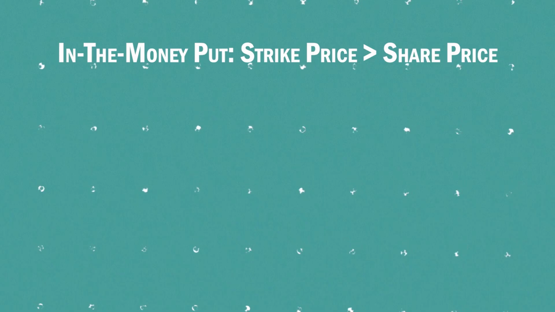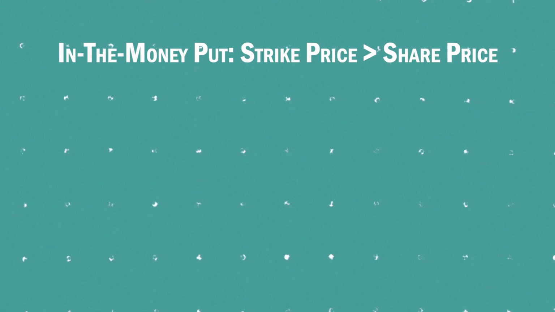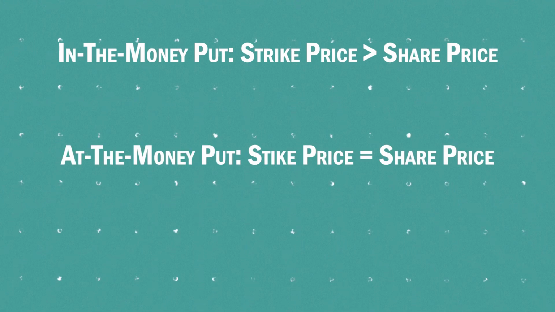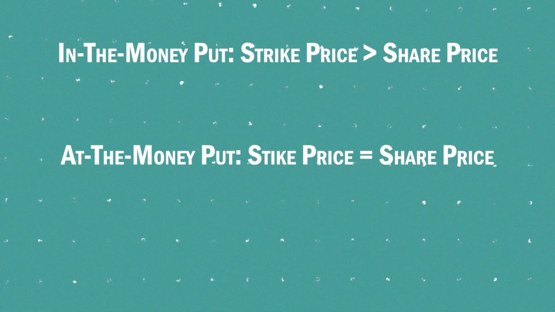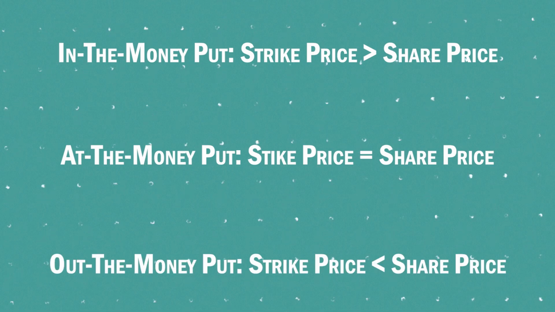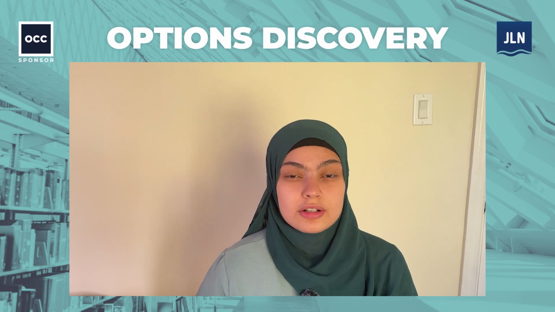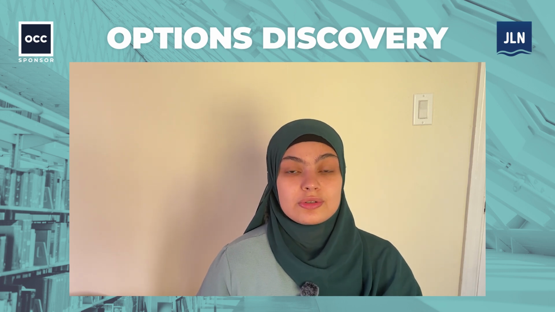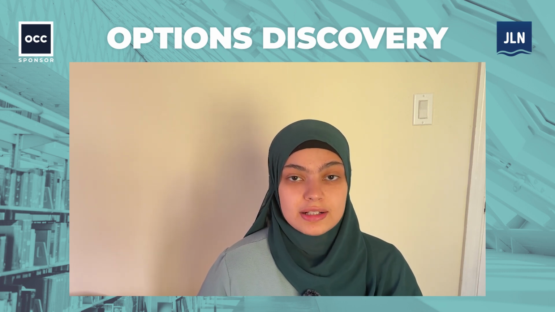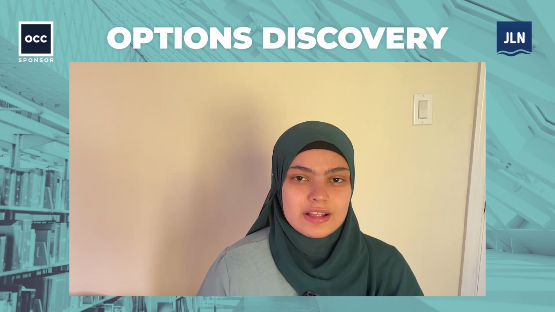In the money puts occur when the strike price is above the share price. At the money puts have an equal strike price and share price. Lastly, out the money puts have a strike price less than the market price. Once a trader understands how the strike price relates to the moneyness of an options contract, they can select which strategy they'd like to use.